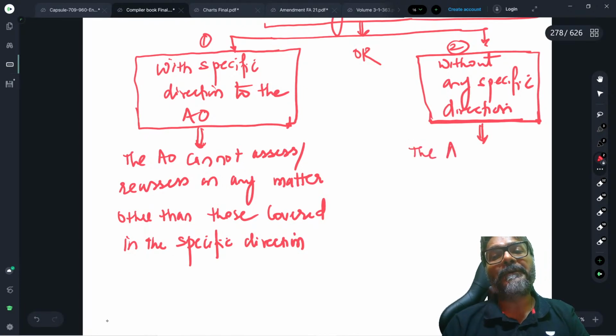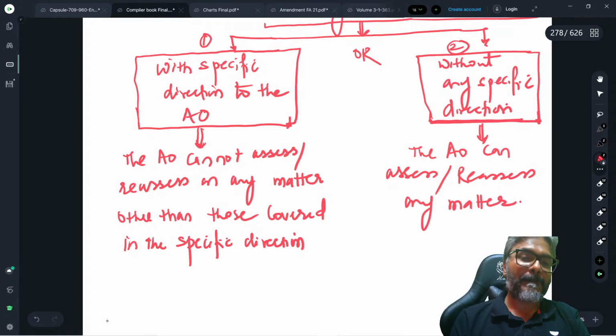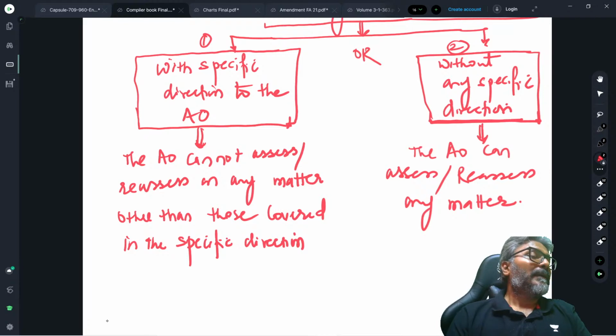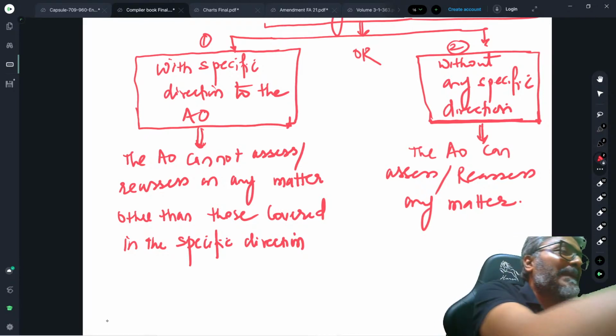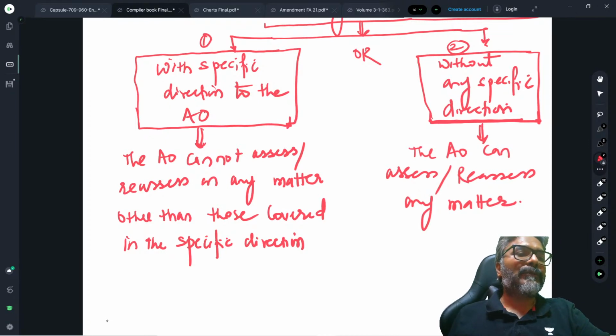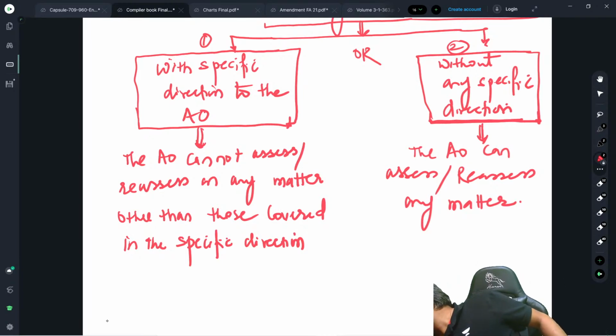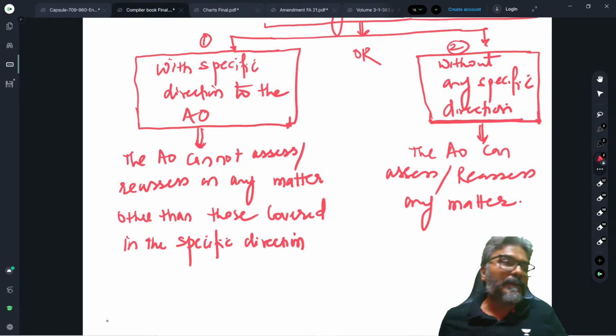The AO can assess or reassess any matter. Any matter. That exactly is a game, students. That exactly is a game. Are you all through with this? Say, students.